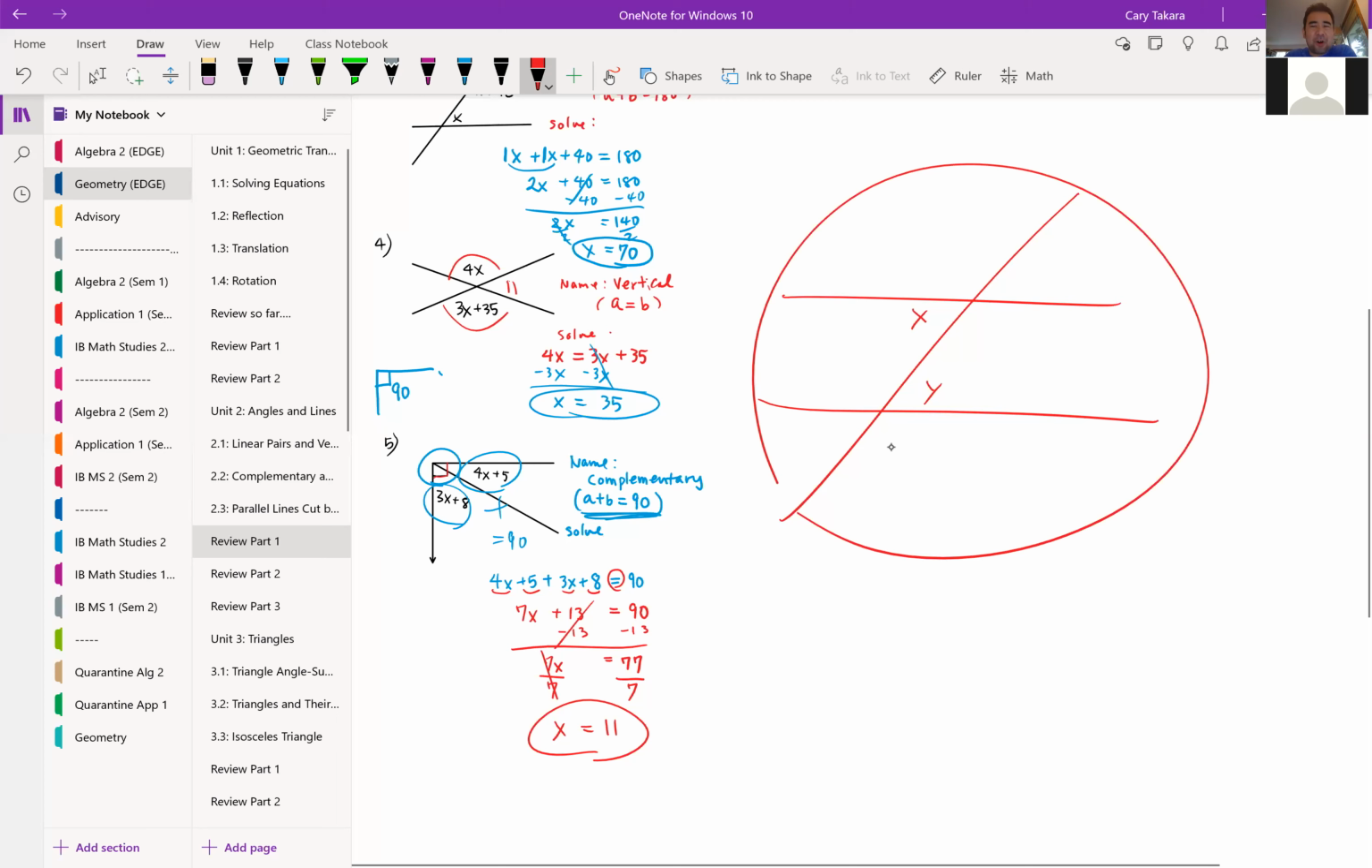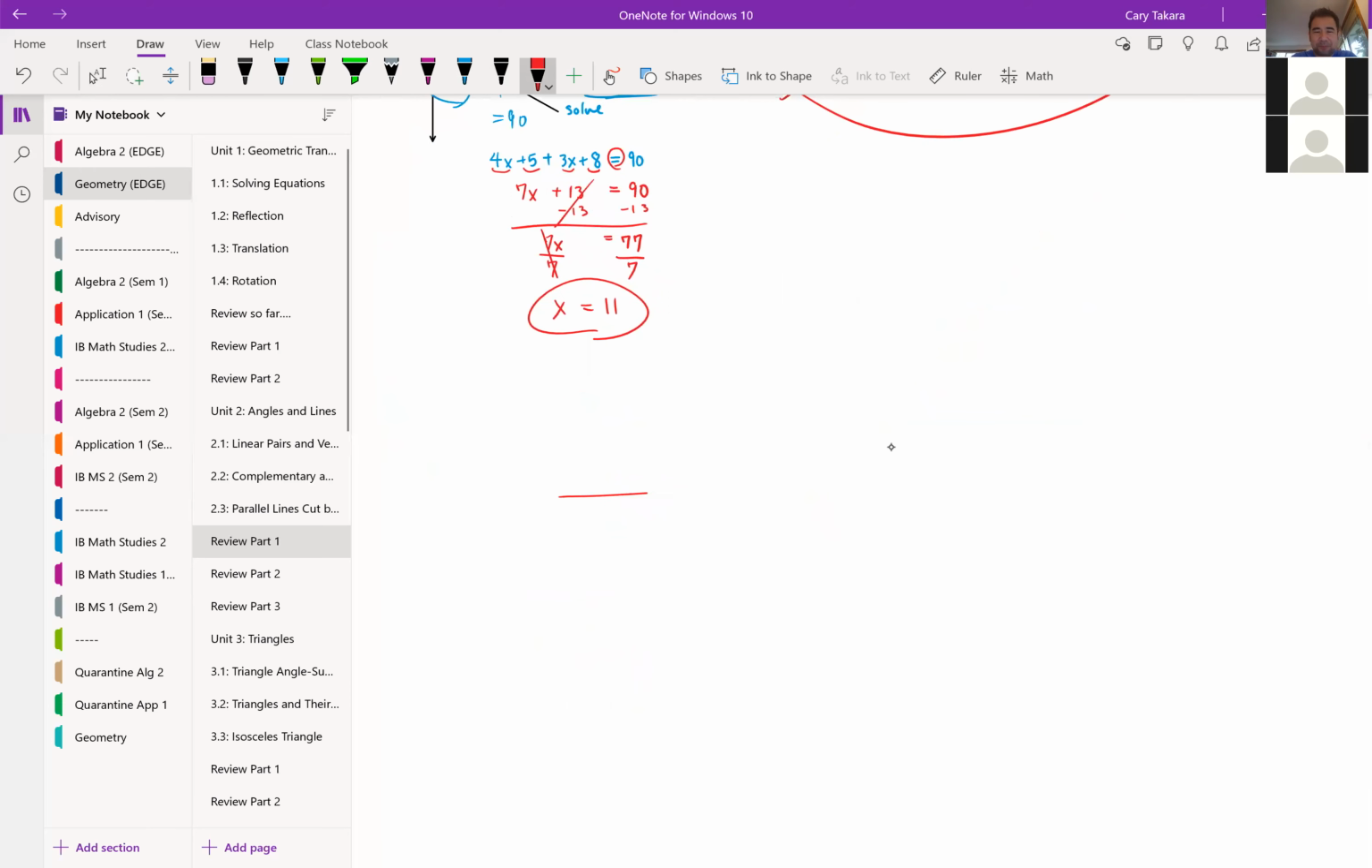This is called alternate interior. Very good. Thank you, guys. Interior. Yeah, this is left side, right side. So that's alternate. They're inside, interior. Okay. How about this one? Let's just keep doing this.